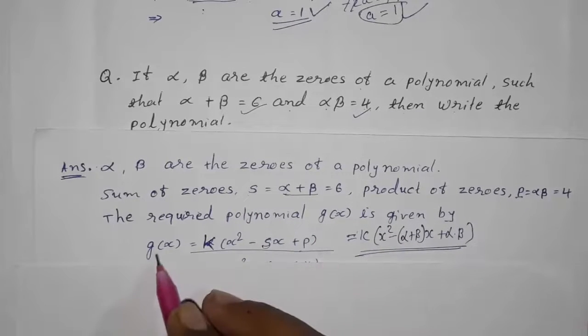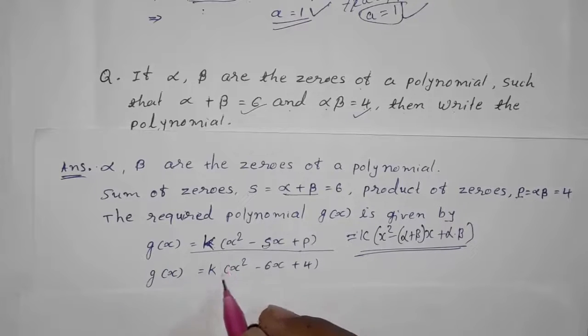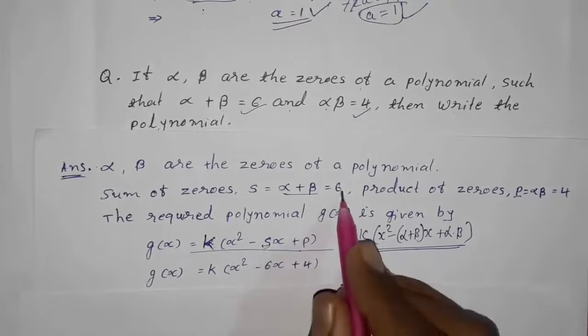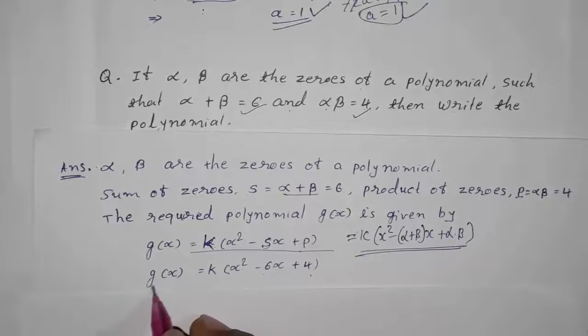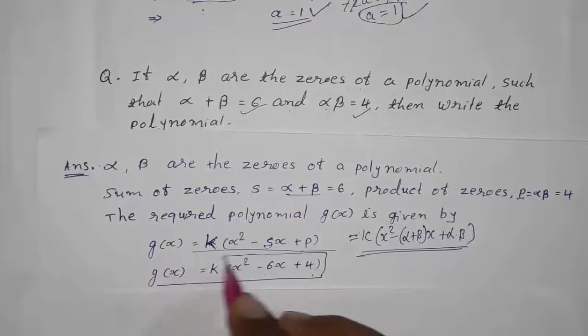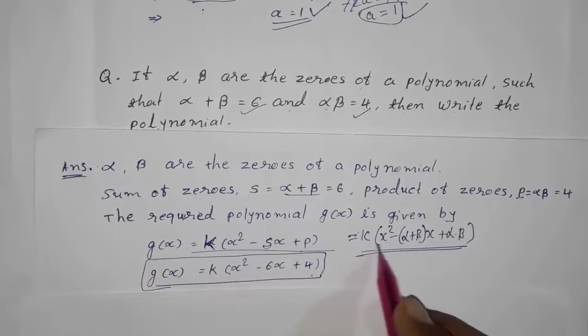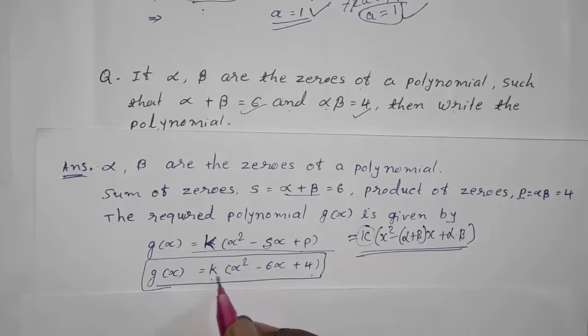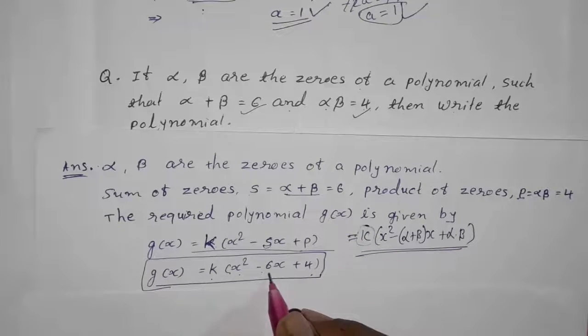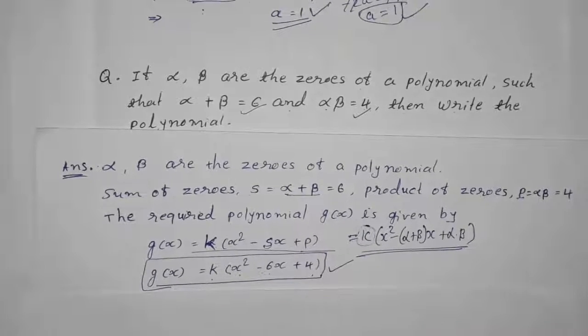Now g of x equals to k into bracket x square. Now sum is 6, so I had kept 6, and product is 4, so I had kept 4. So this is your answer. Generally students are directly putting this, they are not taking this k and writing, so you have to write down this k into bracket x square minus 6x plus 4.